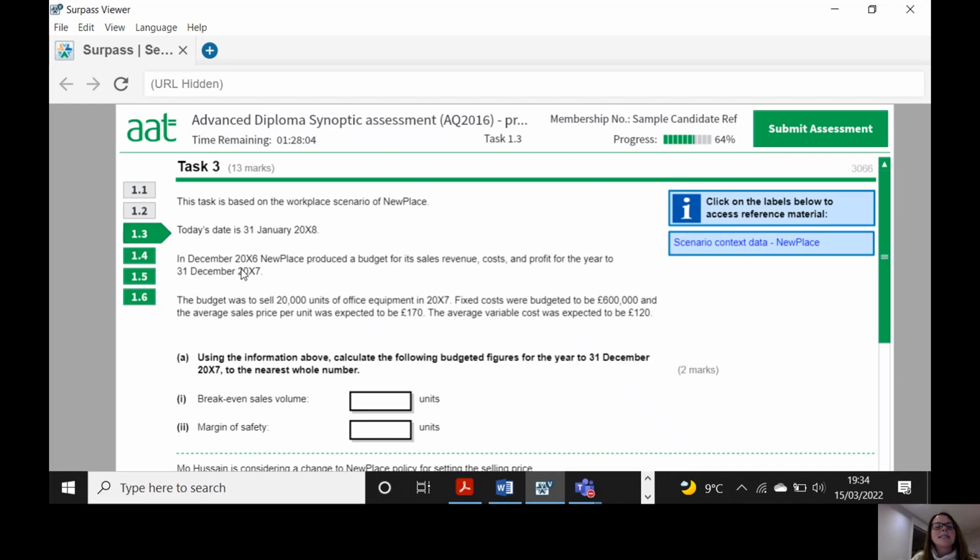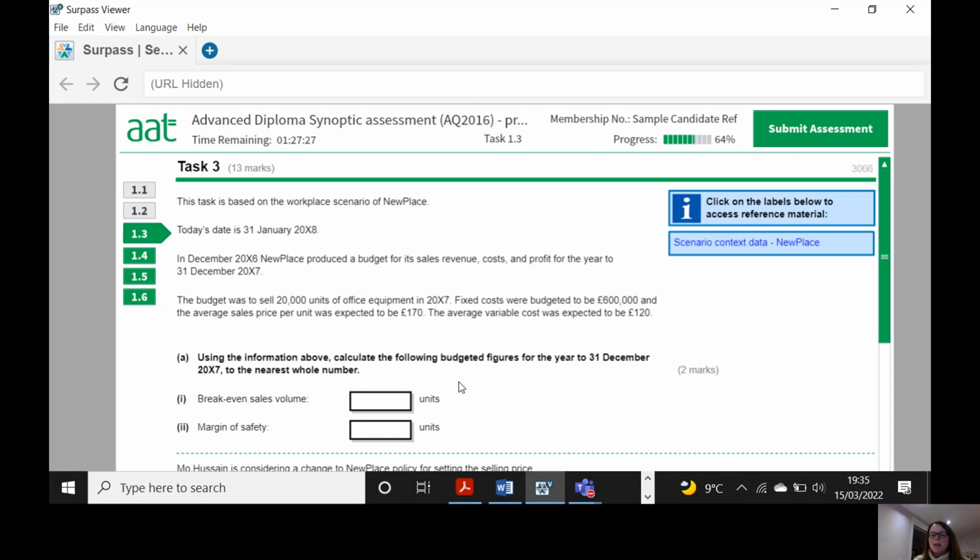In December X6, New Place produced a budget for its sales revenue, costs and profit for the year to December X7. The budget was to sell 20,000 units of office equipment in 20X7. Fixed costs budgeted at 600,000 and the average sales price per unit 170. Average variable cost per unit 120. Right, so using the information above, calculate break-even sales volume.